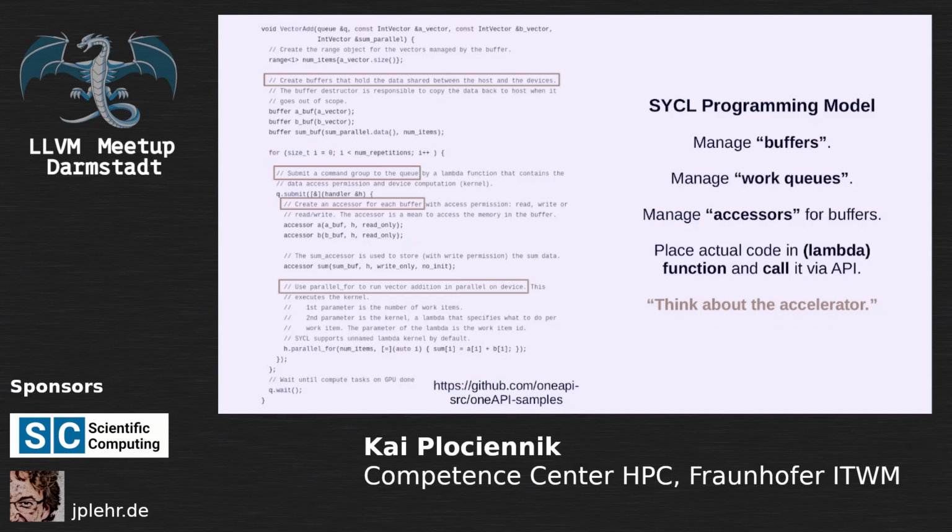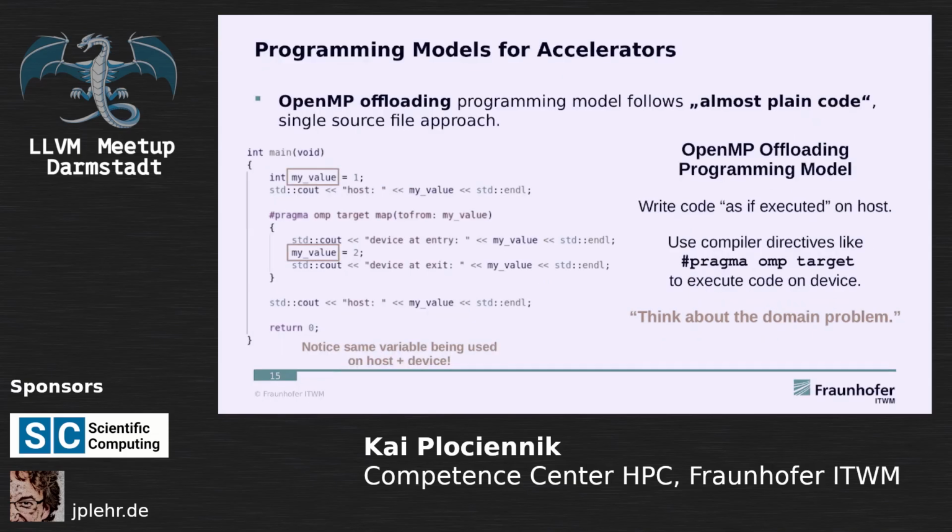So if you program in this kind of language, which I've put in orange here, you think about the accelerator a lot. Whereas ideally, you would want to think about solving the domain problem. The OpenMP offloading approach is a bit different, and it's more about thinking about the domain problem, because it follows an almost plain code, single source file approach.